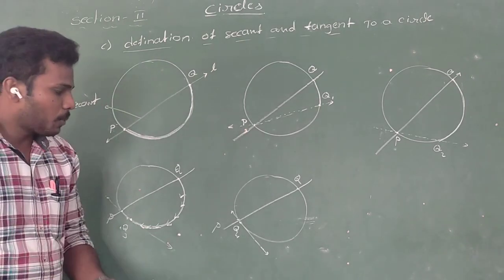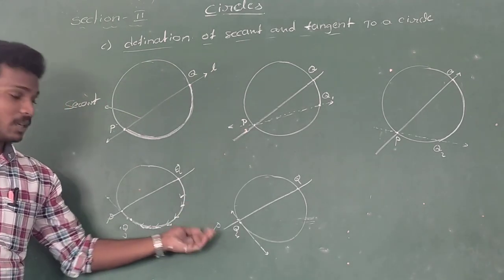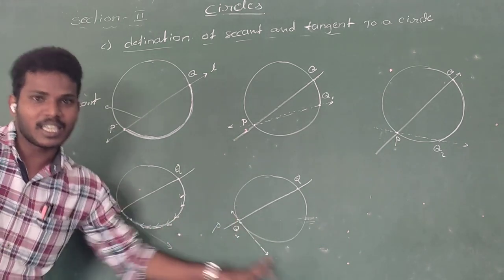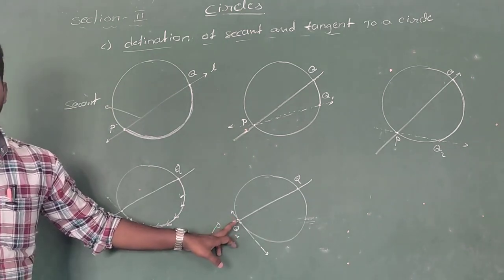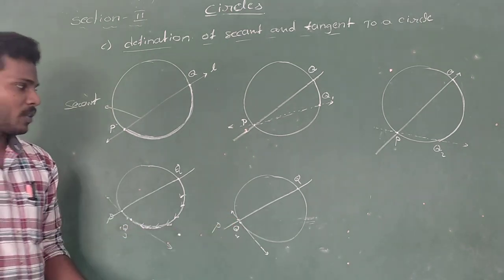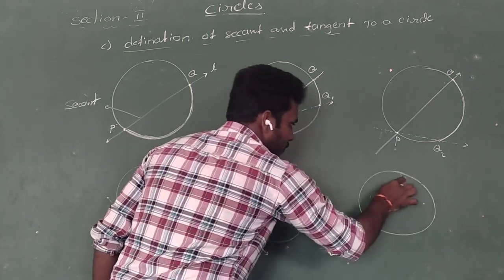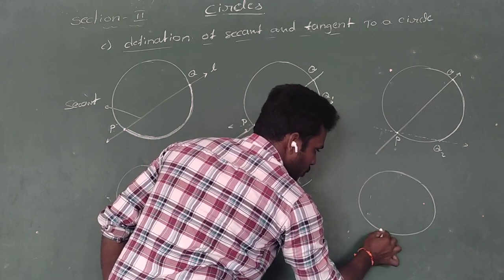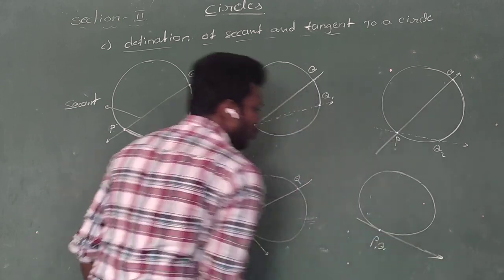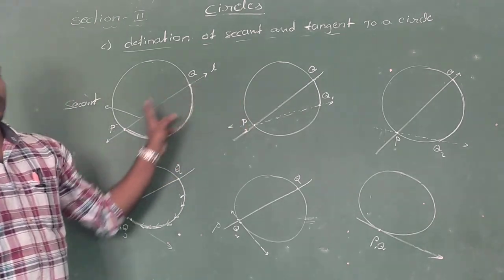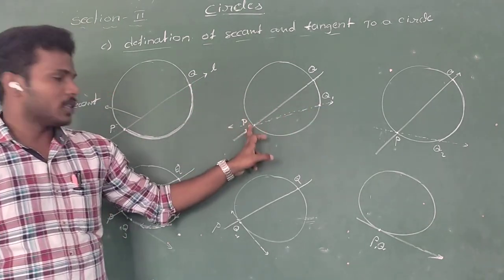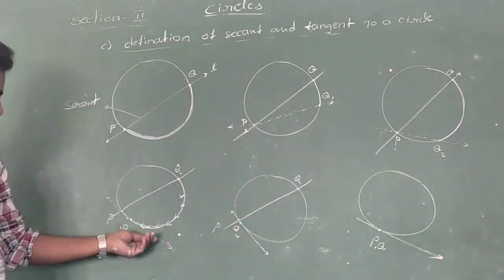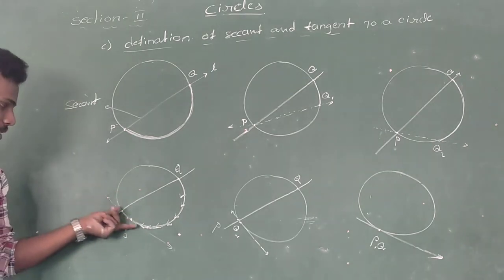So when the point P coincides with Q, and Q coincides with P, the line just touches the circle at only one point. That point is nothing but P and Q also coinciding. So if the point P coincides with Q, the line touches the circle at only that point. Here the line intersects two points. Here also the line intersects two points, P and Q1. Here the line intersects at two points, Q2 and P. Here the points are very near to P, but there are two points.